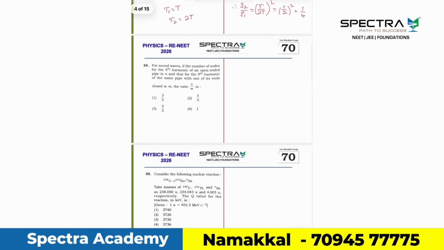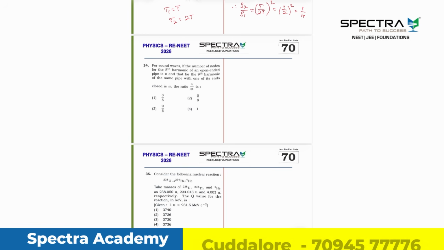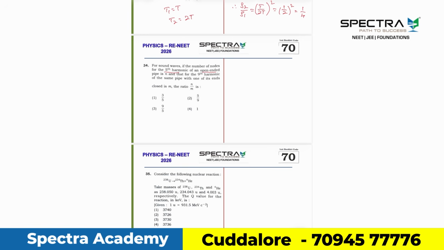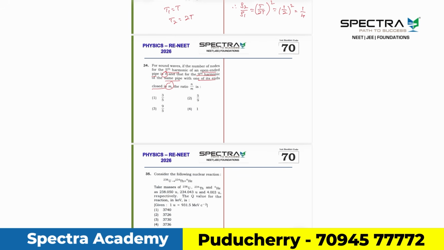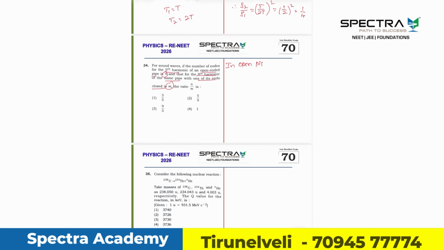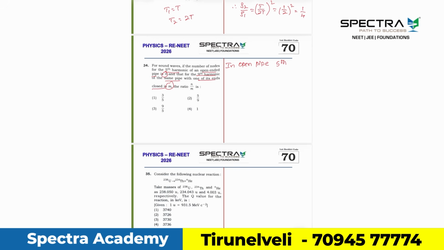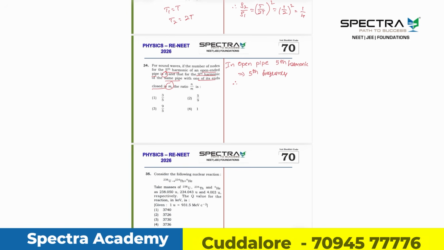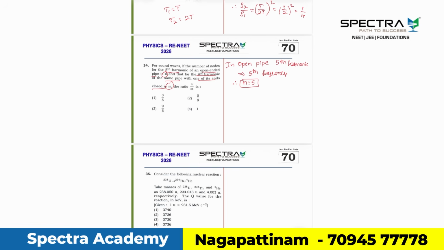Question number 34. For sound waves, if the number of notes for the fifth harmonic of an open-ended pipe is n, and that for the ninth harmonic of the same pipe with one of its ends closed is m, the ratio n by m is? So see here, in case of an open pipe, we have to understand the fifth harmonic corresponds to the fifth frequency. So therefore we can say n is equal to 5.